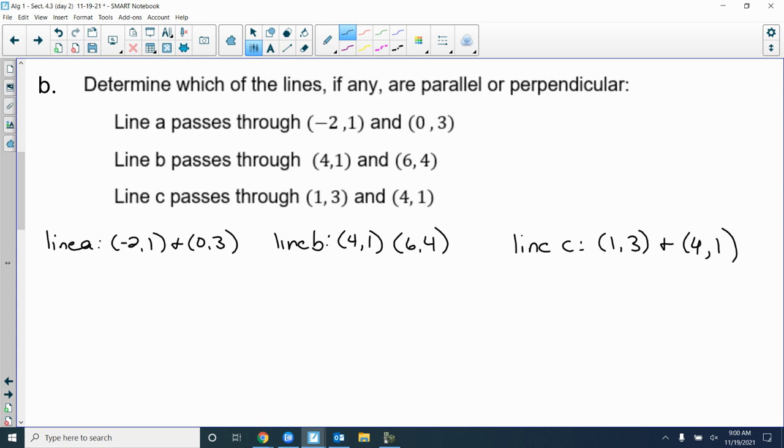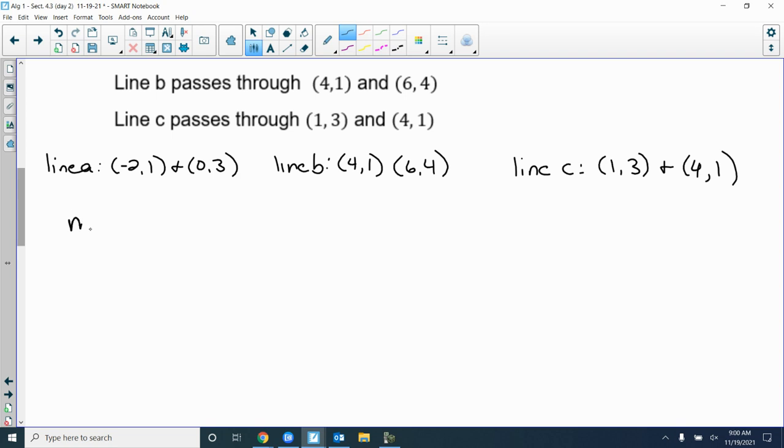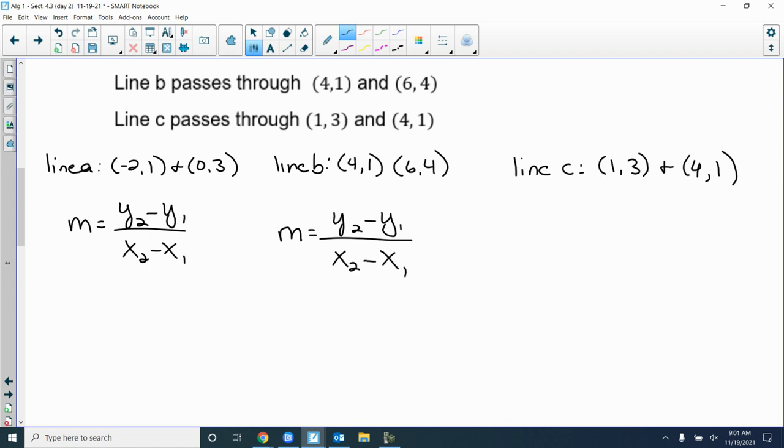Okay, you do your slope formula. Do m equals y sub 2 minus y sub 1 over x sub 2 minus x sub 1. I'm just going to write out the slope formula for each of them.